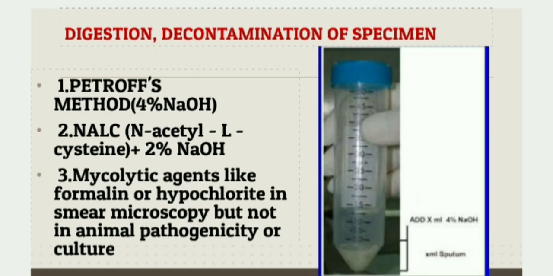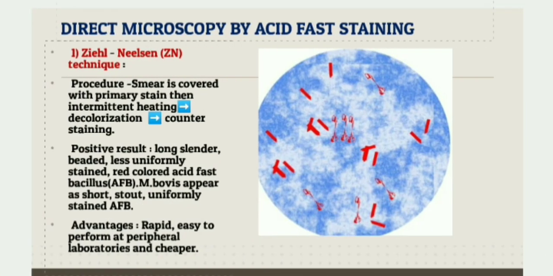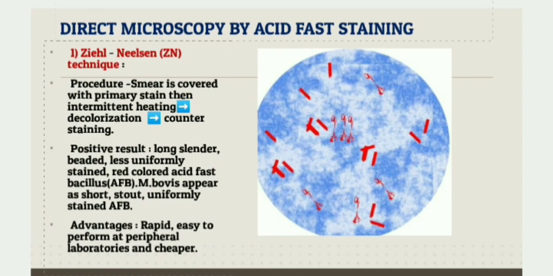First, let's discuss the Ziehl-Neelsen stain technique and what is the procedure for this. First, you make the sputum smear. Second step is to add carbol fuchsin to the smear for 5 minutes, which is basically a primary stain. Then you should heat the slide intermittently till the fumes appear. If you heat it, the mycolic acid layer of this bacteria gets disrupted and the dye gets penetrated.